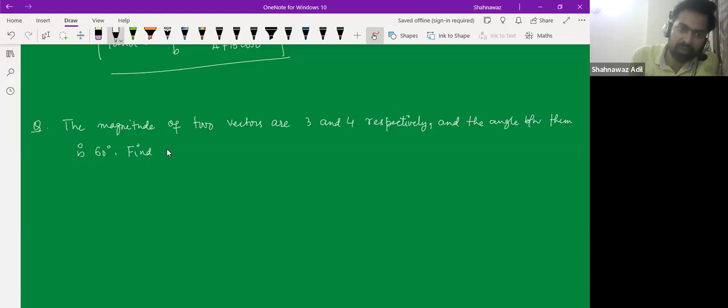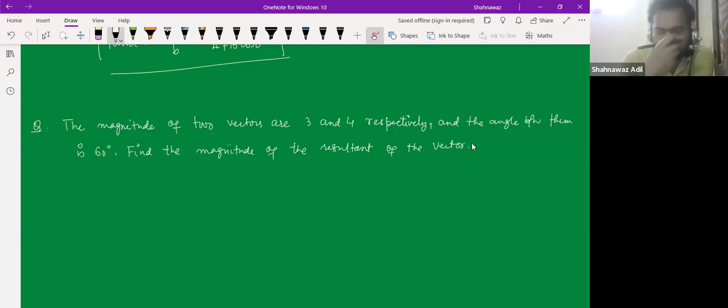Find the magnitude of the resultant of the vectors. So you see that in this question, you are not given the IJK formalism. You are not given the Cartesian representation, right? So the only known things which we have discussed so far are the magnitudes of the individual vectors and the angle between them. So then we can directly apply the resultant of the vector formula.